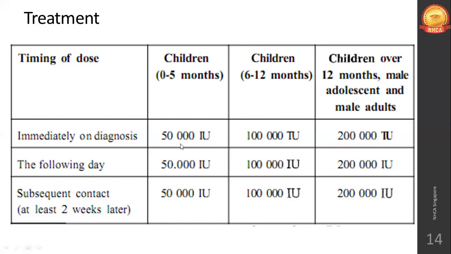Newborns and early infants, only 50,000 international units. Children who are below 1 year of age, 1 lakh international units. And after 1 year of age, 2 lakh international units on the first day. The same dose will be followed on the second day, and then every 2 weeks, the same dose has to be given till the vitamin A serum level reaches normal.